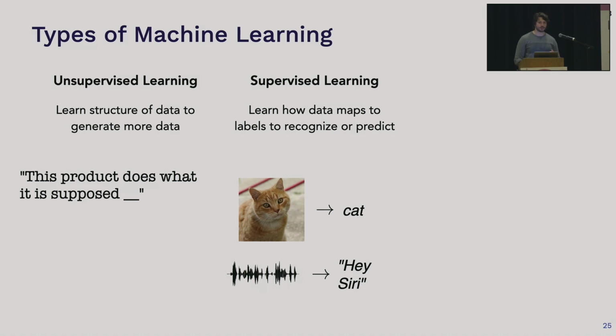The second type of machine learning, and probably the most widely used one in practice, is supervised learning. In supervised learning, rather than learning the structure of the data, you're learning a relationship between two different types of data: an input, like an image, and a label, like a description of what's in the image, or a translation or a transcription of some audio.